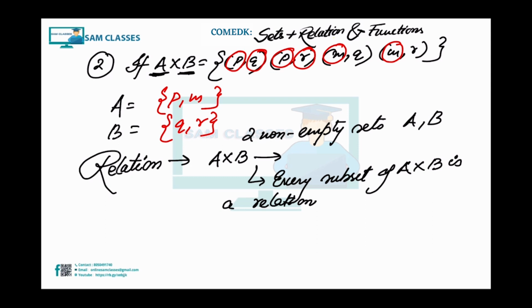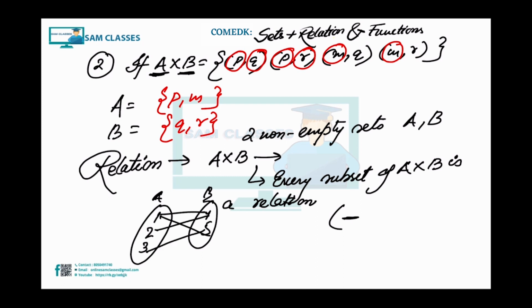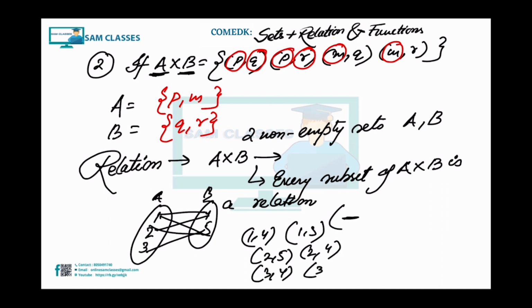Okay. Now, in the relation part, we have two important things. Whenever a relation is there, let's say it has two elements. Let's say A is like 1, 2, 3 and B is like 4, 5. So you're matching like this: 1 comma 4, 1 comma 5, 2 comma 4, 2 comma 5, 3 comma 4 and 3 comma 5.